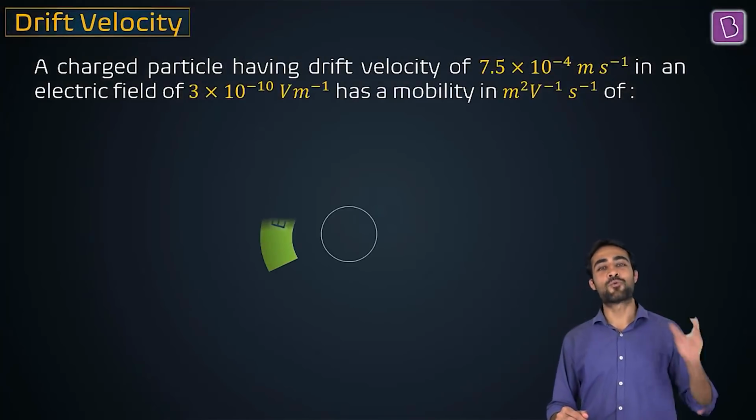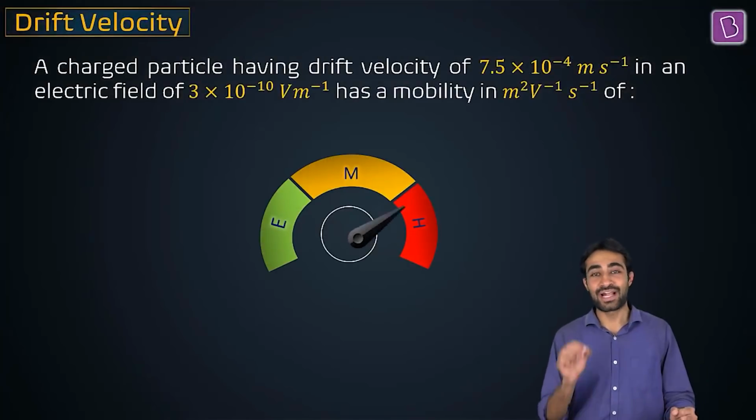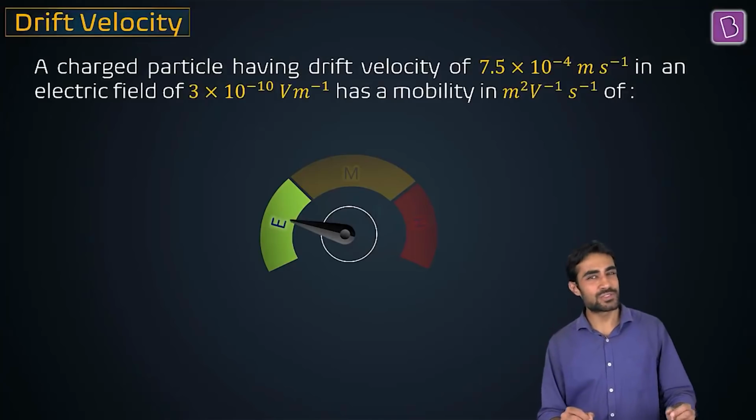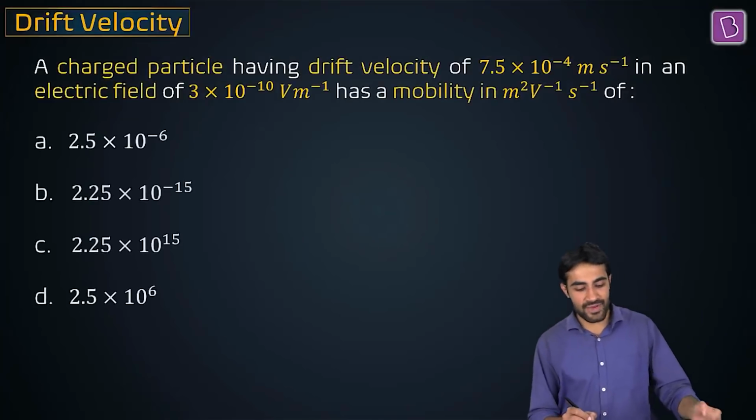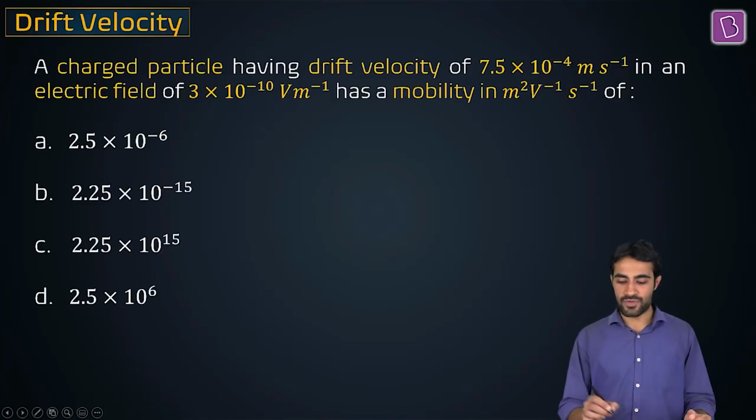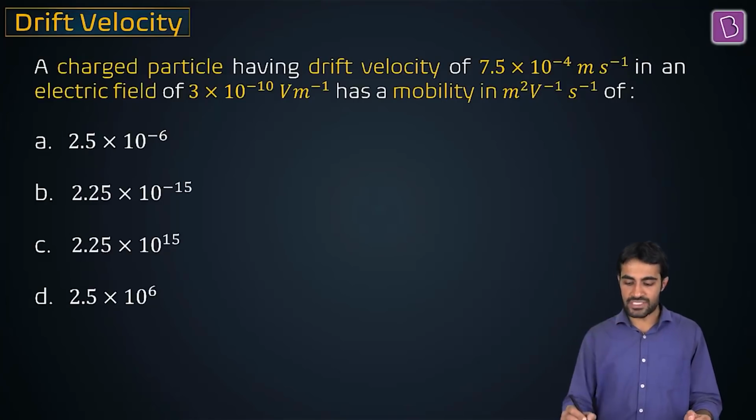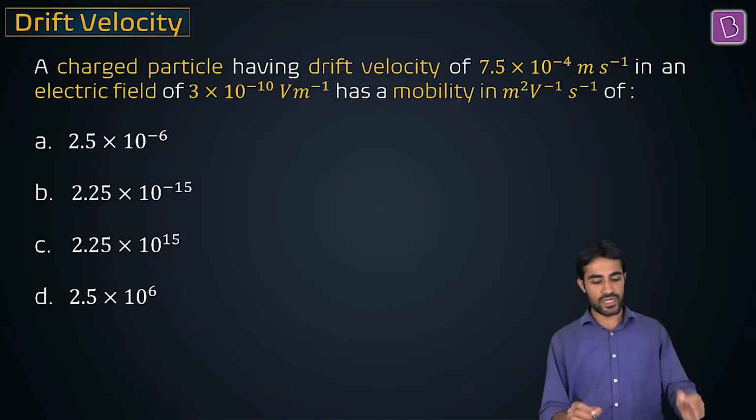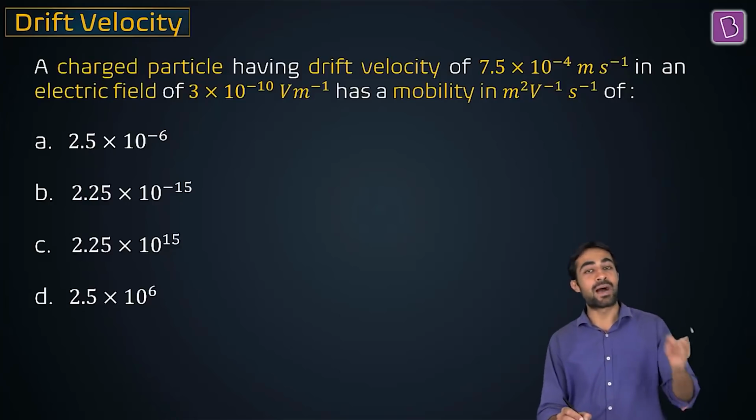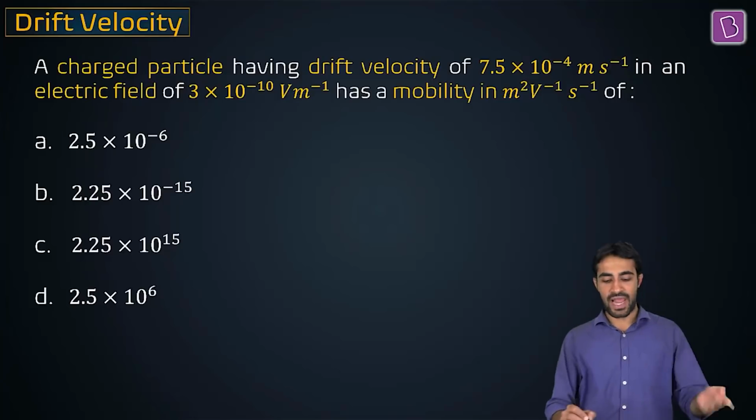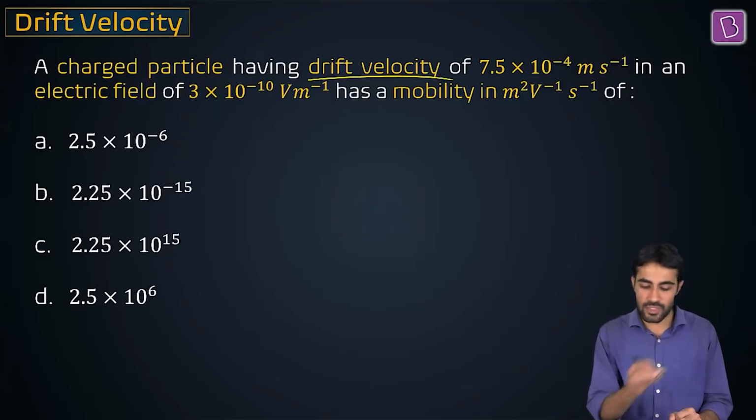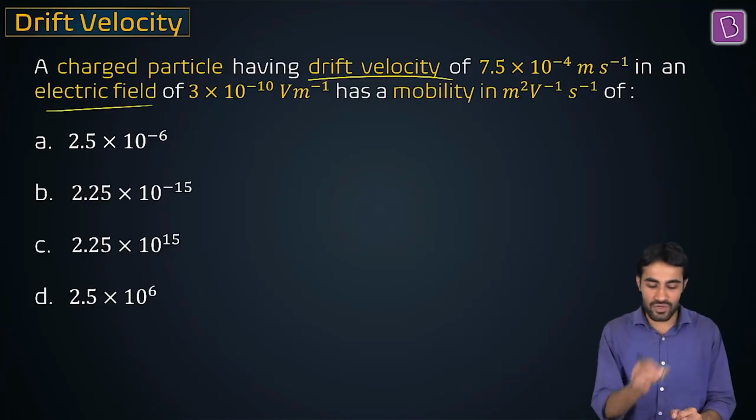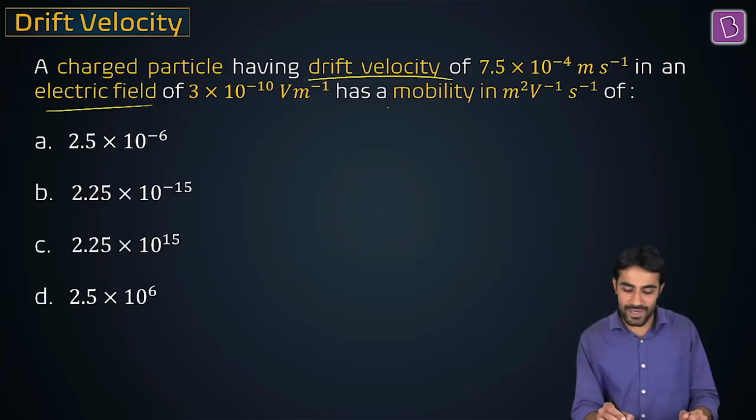Here we have a question based on current electricity, and the question is so easy. The question says, a charged particle having drift velocity of 7.5 into 10 raised to the power minus 4 meter per second in an electric field of 3 into 10 raised to the power minus 10 volt per meter has the mobility of. So what is given? Drift velocity is given and electric field is given. What is asked? Mobility is asked.